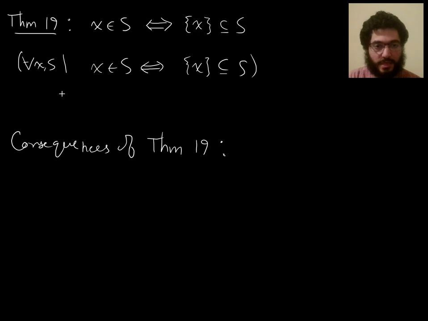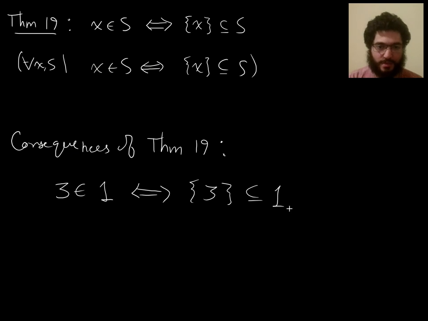Then we can instantiate and apply to specific examples of x and s and get some consequences, like, for example, 3 in 1, if and only if, I'm just copying and then replacing the x's by 3 and replacing the s's by 1. And this might look like nonsense if you knew what the symbols meant, but it doesn't matter. It's true if theorem 19 is really true.